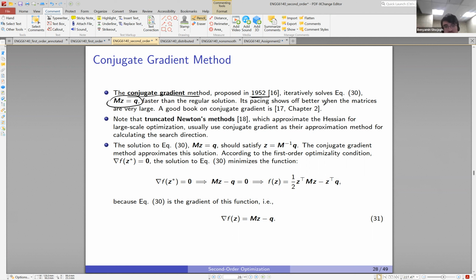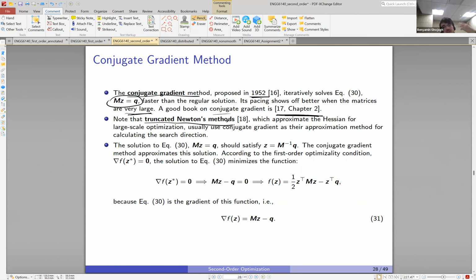It might not necessarily be used for optimization, but you can use it in other cases too. But here we can use it. Why? Because we have a linear system of equations, MZ equals Q. So it makes it faster than the regular solution. Its advantage shows better when the matrices are very large, especially. A good book on conjugate gradient is chapter 2 of the book, reference 17. You can look it up. And also truncated Newton's methods.